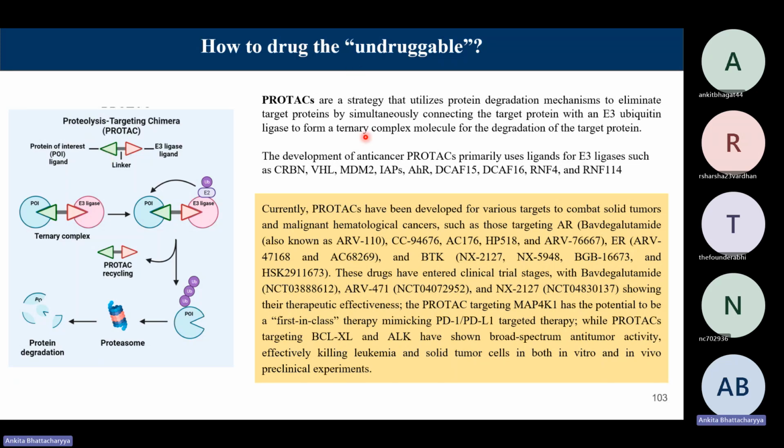So that's what the definition also wanted to explain. It eliminates target proteins by simultaneously connecting the target protein with an E3 ubiquitin ligase, and that forms a ternary complex which is going to target protein degradation. So here is your ternary complex, whereby you have the ligand binding to the protein of interest, and the E3 ubiquitin ligase binding to the E3 ubiquitin ligase ligand.